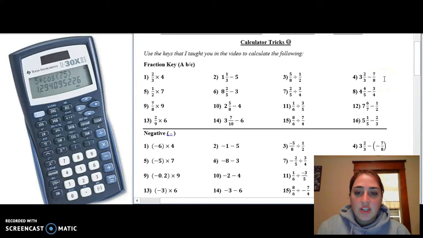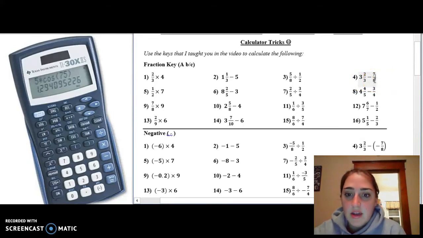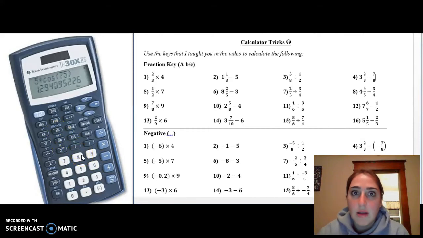And the last one in this section is going to be number 4. This one is just a mixed number and a regular fraction in there. So 3 ABC key 2, ABC key 3. So it's 3 2/3 minus 7 ABC key 8. Okay. Just make sure 3 2/3. It's not 32 ABC key 3 because that's actually saying 32/3, and that's something entirely different. So you want to always make sure you're being careful of that.